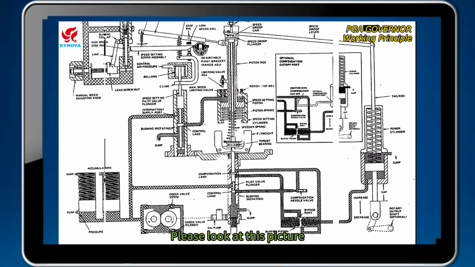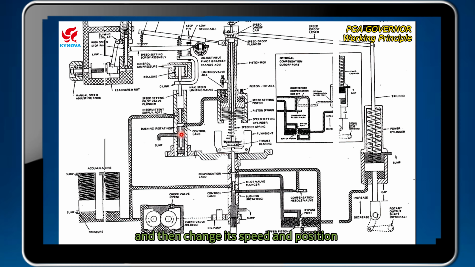Please look at this picture. This is the basic schematic diagram of the PGA. This is the speed setting mechanism. It uses the air source as the main control system. This is the speed setting unit.